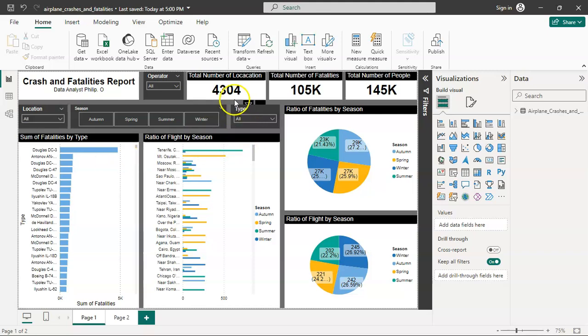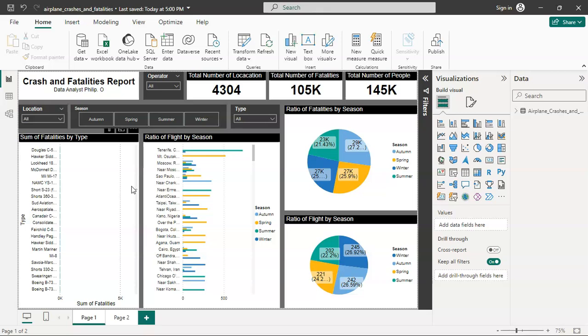As usual, we have our KPIs and slices at the top of our dashboard, and the first chart we are looking at is the sum of fatalities by type. The highest fatalities by type is the Douglas DC3. We can also scroll down to see the last, which is the lowest. That is Douglas C1. So that gives us the idea of the fatality report based on type.